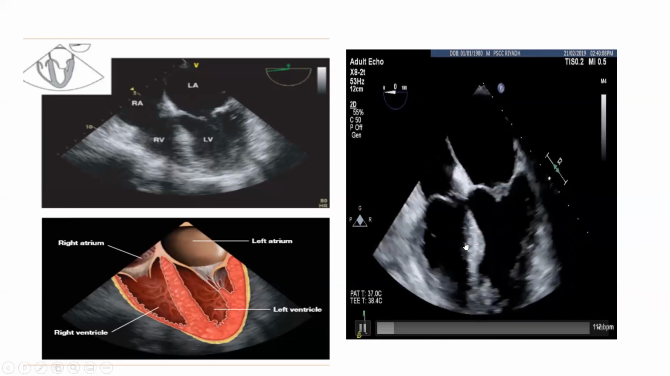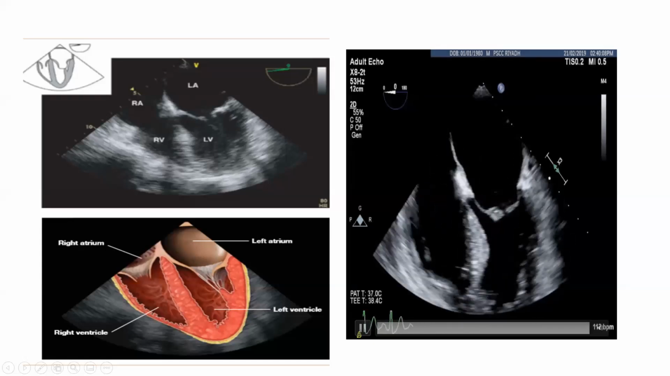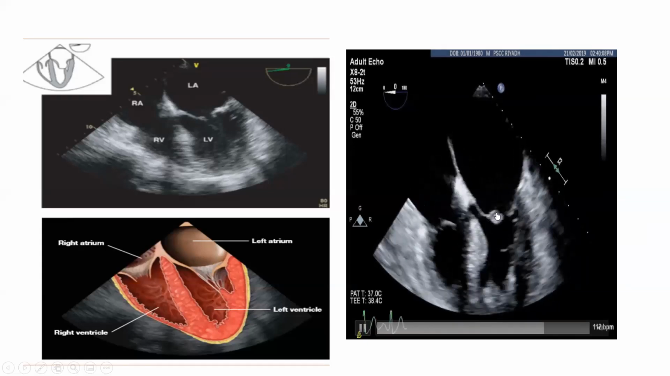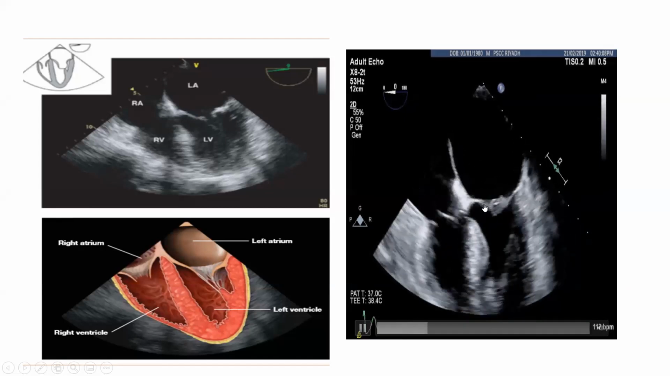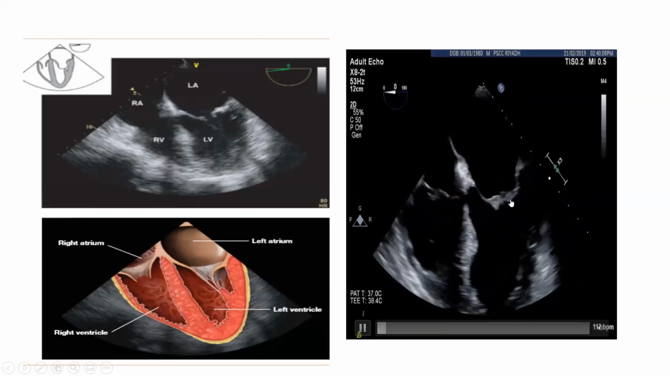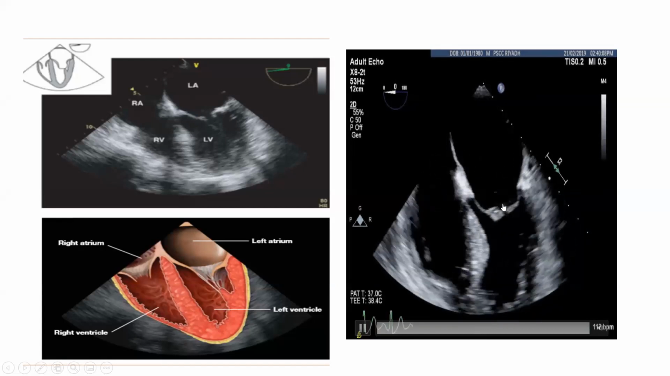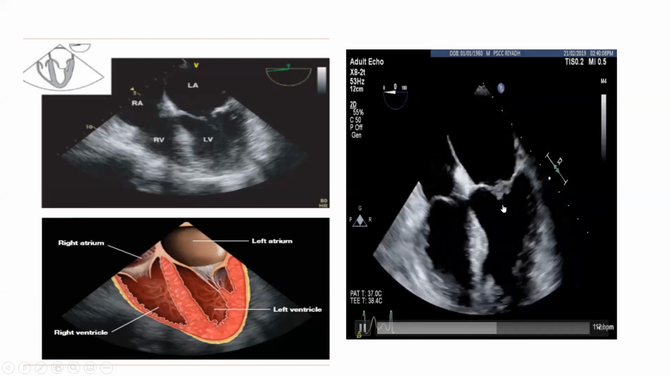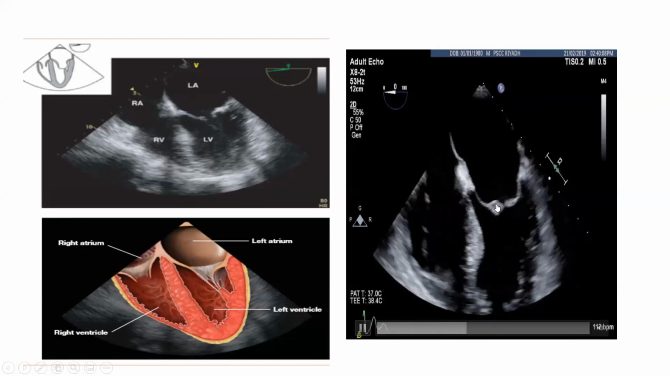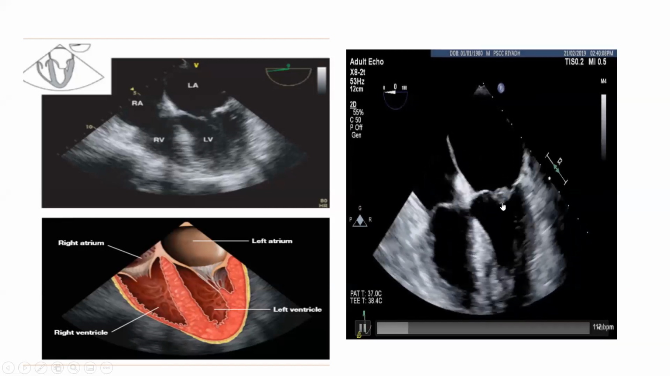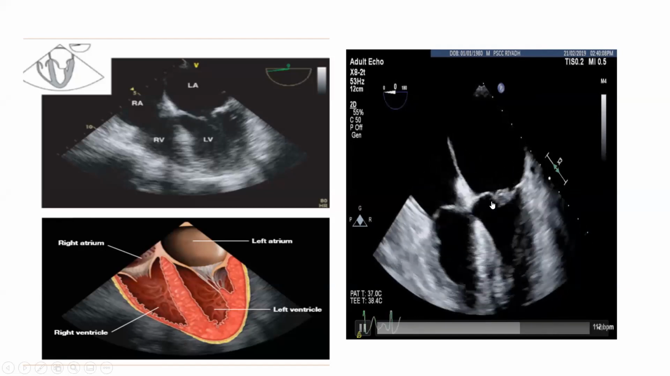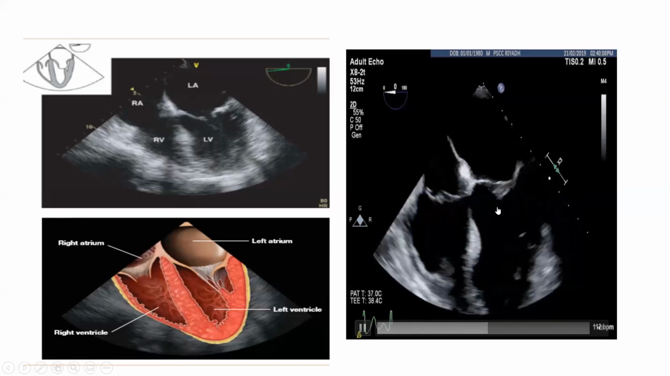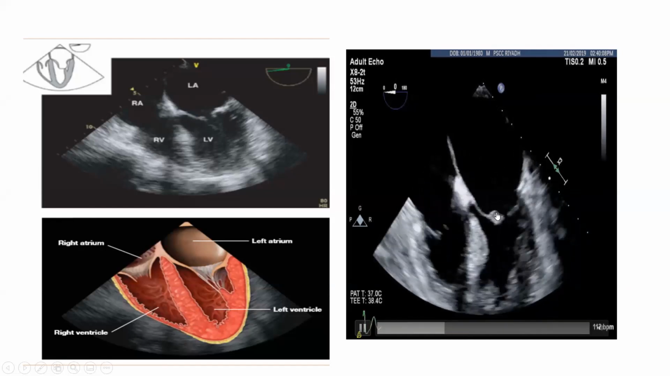Libman-Sacks endocarditis with kissing lesions. Yes. So this is a kissing lesion in the mitral. So 2 leaflets. This is the anterior leaflet, this is the posterior leaflet. There is a thickening in the tips of the anterior and posterior leaflets, a kissing lesion, typical of Libman-Sacks endocarditis. So this patient was referred for ballooning.